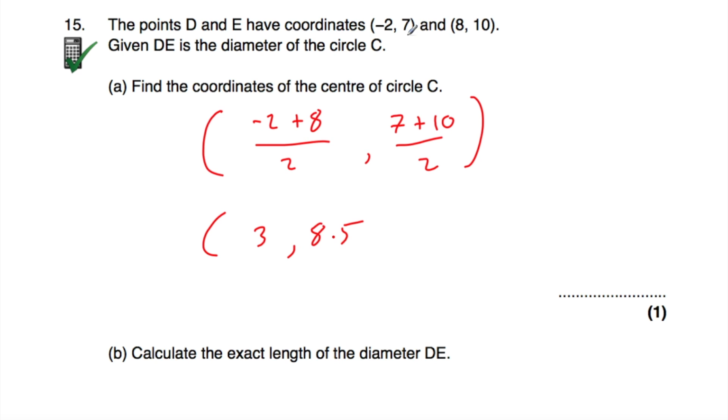So the middle of 7 and 10 is 8.5. And that's it. So the coordinates at the centre of the circle would be 3, 8.5. And we just find the midpoint of these two coordinates, because if it's the diameter, the midpoint of the diameter will be the centre of the circle.